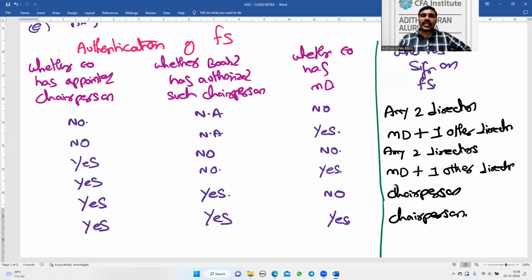So the moment the company has a chairperson and such chairperson is authorized by the board, we need not worry about the managing director. Irrespective of that, the chairperson only will sign. So this is the sequence.